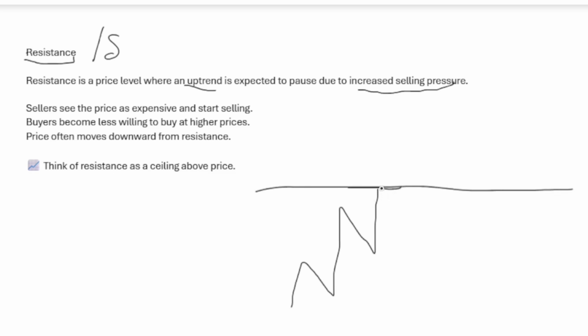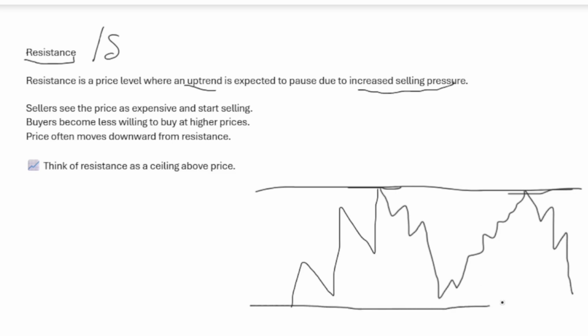Then price paused and selling pressure came and sellers entered the market. Then price came again to this level of resistance. Then price did what? Selling pressure came into the market and it pushed down. So the area around here is support and the area around here is resistance. Sellers see the prices expensive and start selling. If sellers come here, they see the prices expensive and they start doing what? Selling to gain more profit.